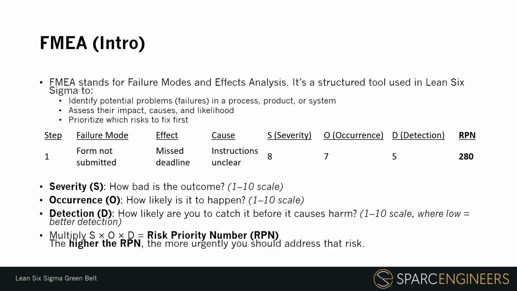For example, if a form is not submitted, the effect might be a missed deadline. If the cause is unclear instructions and the severity is 8, occurrence is 7, and detection is 5, then the RPN is 280. That gives the team a way to compare risks and decide where to focus first. One important caution: the goal is not to debate scores forever. The goal is to prioritize risk and take action.